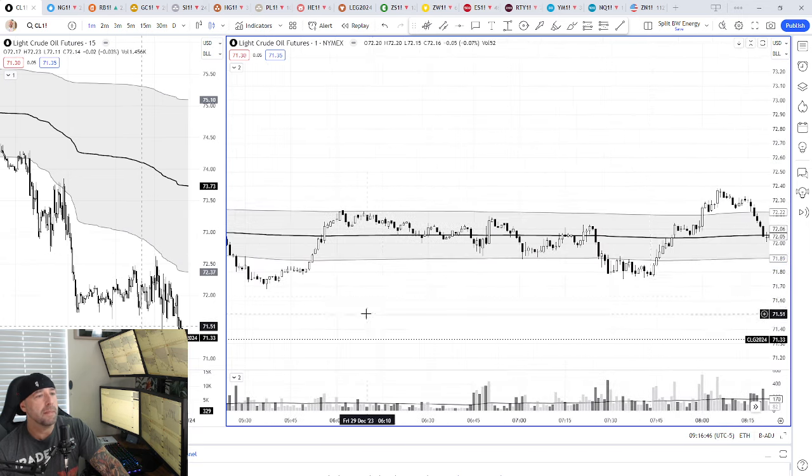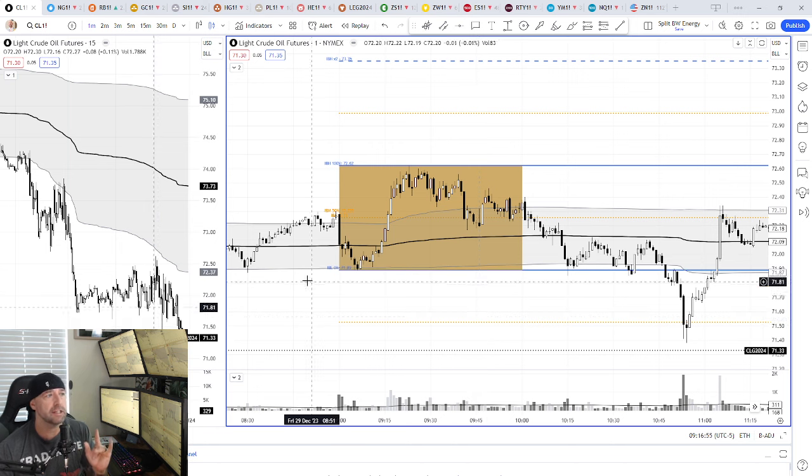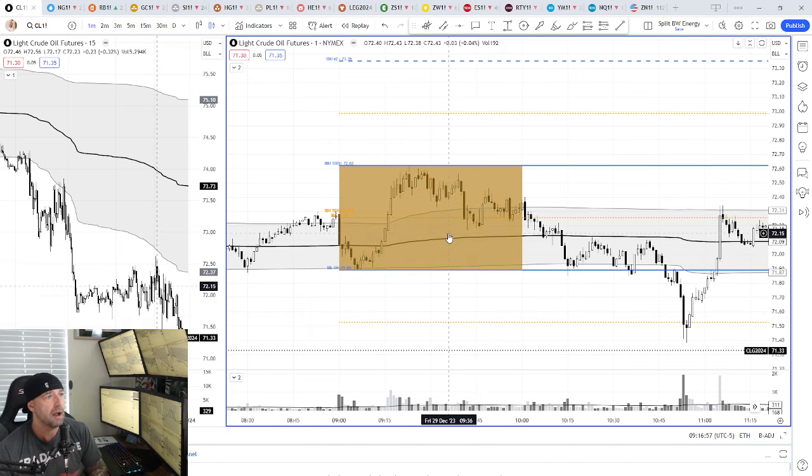Now, to make this strategy even more powerful, what we're going to overlay on this is the initial balance. If you're not familiar with what the initial balance is, it is the first hour of trading from session open.